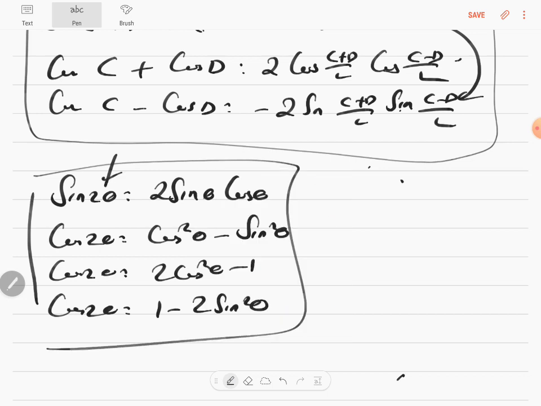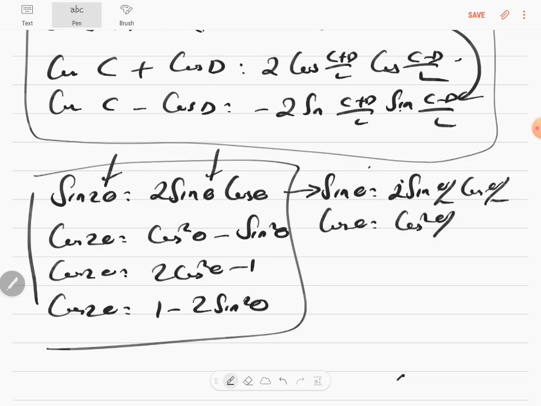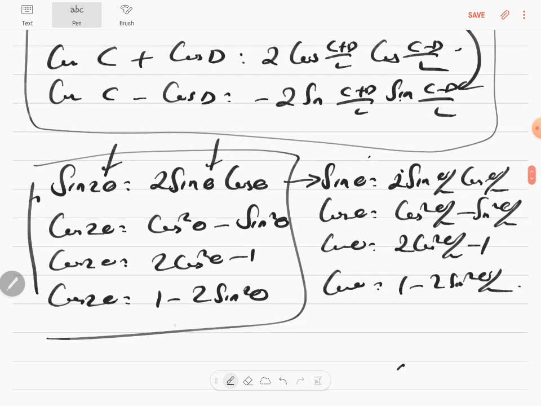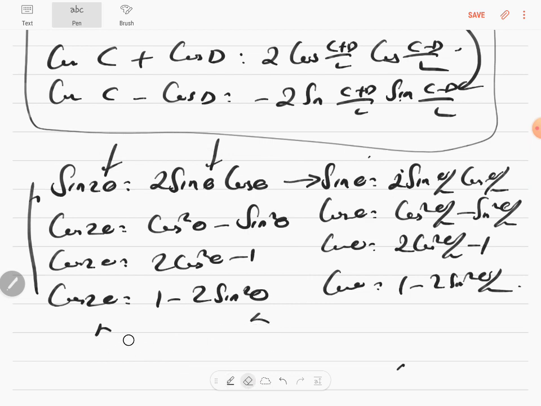Supposing the 2 theta becomes theta, the theta on the right side will become theta by 2. This is called the half angle formula, where sin theta is equal to 2 sin(theta/2) cos(theta/2). Cos theta is equal to cos square(theta/2) minus sin square(theta/2). Cos theta is 2 cos square(theta/2) minus 1. Cos theta is 1 minus 2 sin square(theta/2). If you're familiar with these formulas, you can always replace 2 theta as theta and then theta becomes theta by 2. That's very simple.